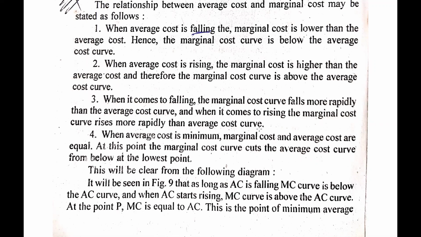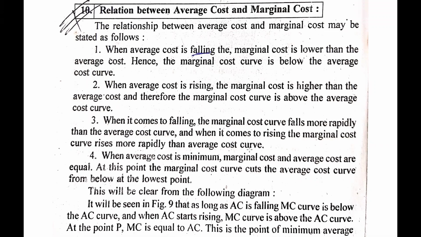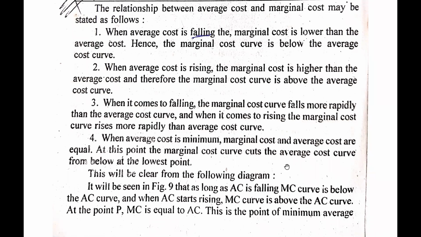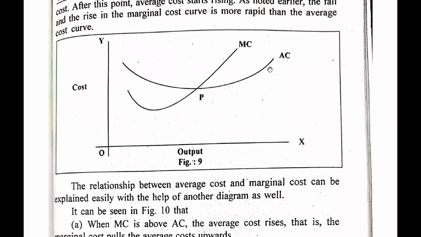Then the fourth point: when average cost is minimum, marginal cost and average cost are equal. At this point, the marginal cost curve cuts the average cost curve from below at its lowest point. This will be clear from the diagram given below. See, this is marginal cost, this is average cost. When average cost is falling, marginal cost is also falling, and it is below the average cost. But when average cost is increasing, marginal cost is also increasing and it is above the average cost. And this is the point where marginal cost and average cost are equal.